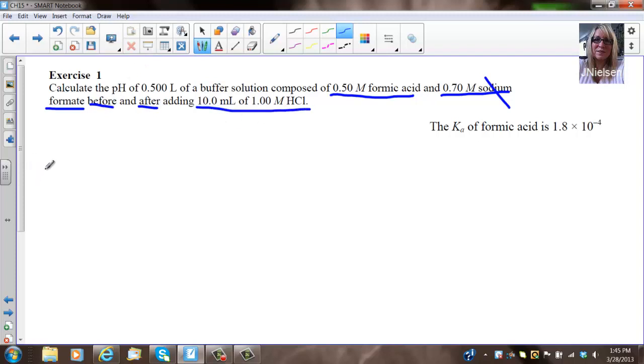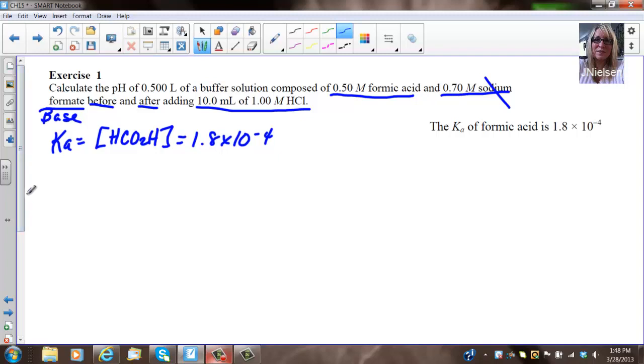So we're going to calculate first what's going on between the formic acid, which is our acid, and the formate ion, which is our base. So the first thing that we have to know is the Ka for formic acid. So Ka, and this is formic acid, HCO2H, is equal to 1.8 times 10 to the minus 4. So let's look at what we have. We've got 0.5 and 0.7 for our molarities. They've given it to us.